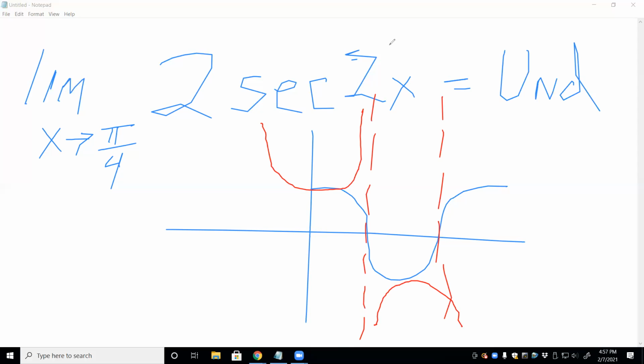So the secant of 2x at pi over 4, well, here's pi over 2 right there. So you're talking about what happens to this as we approach pi over 2, goes to infinity. But on the other side, it goes to negative infinity. So the limit from the left is not the same as the limit from the right, therefore it's undefined. Gotcha. Okay.